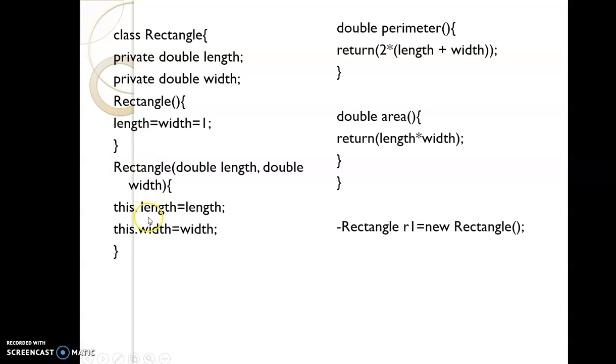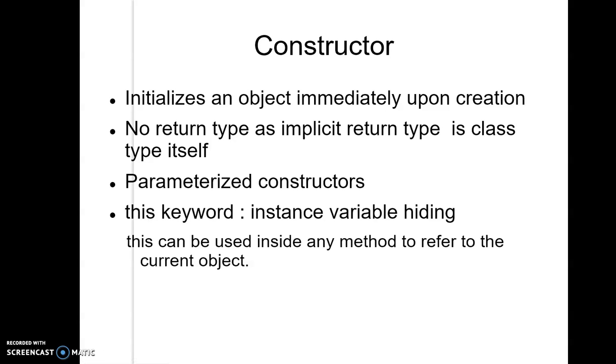Whenever we want to remove this kind of hiding, we can use the this keyword. So this.length is going to access the data member of the object, and the local variable length is going to initialize it. In this way, you can use the this keyword inside a method to refer to the current object. In the next video, we will see more about the garbage collector.